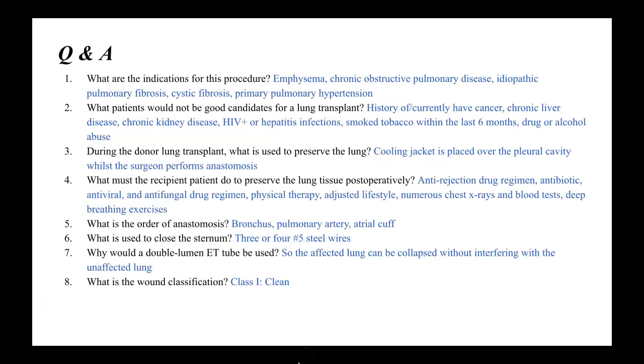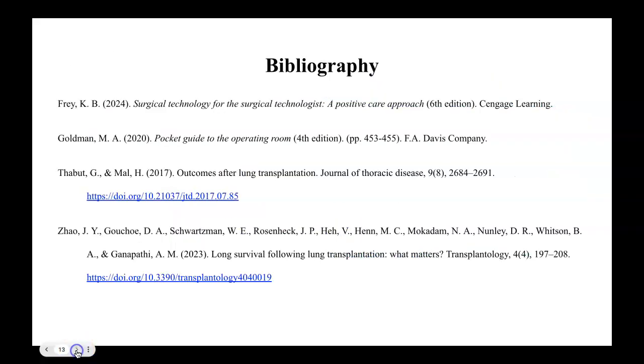All right, these are my questions, so I'll leave that up for a minute. And then this is my bibliography. Oh no, that should be italicized. Okay.